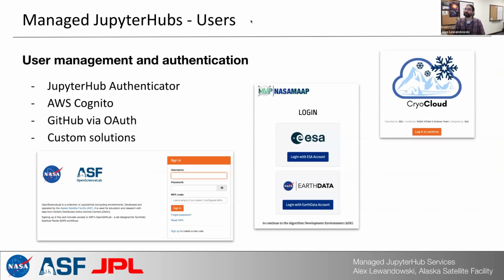So all JupyterHubs, managed by an outside provider or not, have multiple users and so require user management. And JupyterHub is pretty open in how it allows you to set that up. There is a built-in JupyterHub authenticator. That's what NISAR uses. There's also an AWS service called Cognito used for user authentication. We used that in the past. You can also use OAuth with GitHub or Google, or really any other service that works with OAuth. And you can also develop your own custom solutions. This is really handled differently by different hubs, but they all need to do something to manage their users.